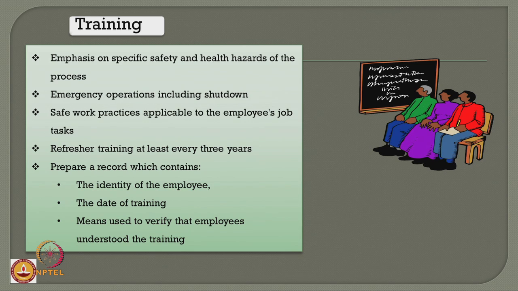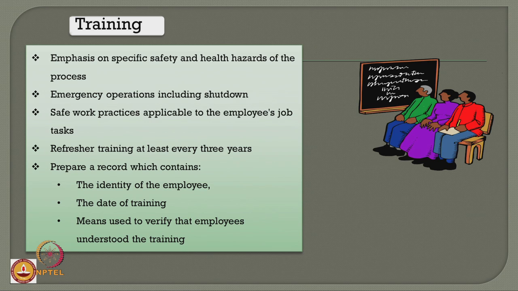As we understand, personal safety is an inherent part of process safety. Training becomes a key word for personal safety success. The emphasis on specific safety and health hazards of the process should be implemented in any training program. Emergency operations including shutdown should be taught to the people. Safe work practices applicable to the employee's job tasks should be taught. Refresher training at least every 3 years must be conducted.